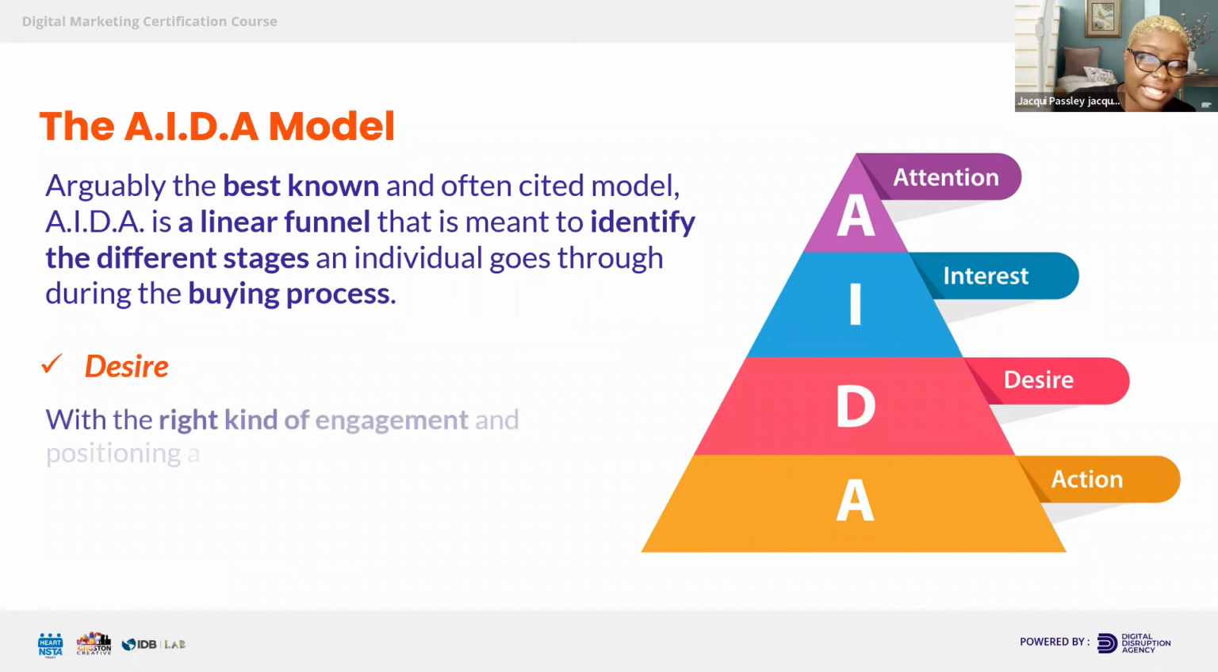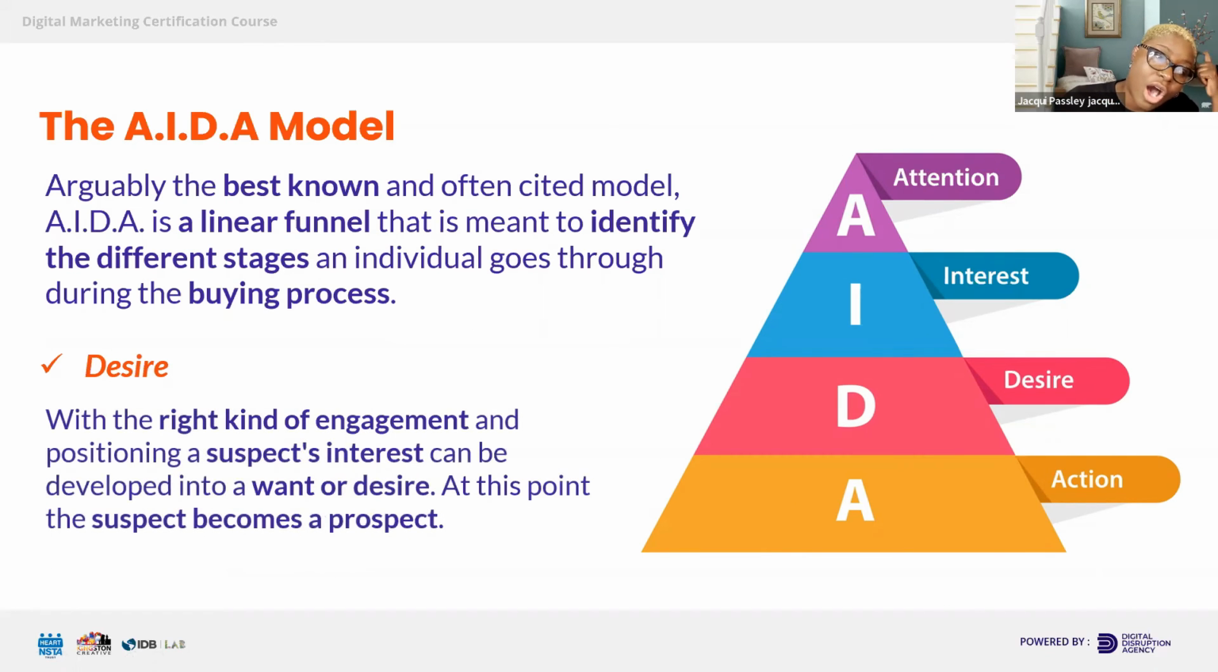And the third stage is the desire stage. Now, with the right kind of engagement and positioning, a suspect's interest at whatever point that developed can then be further developed into a want or a desire. So it moved from them being interested in this thing to them wanting the thing, right? So at this point, they're no longer a suspect, but they become a prospect. You would hear people say they become warm. They become warm leads, right?